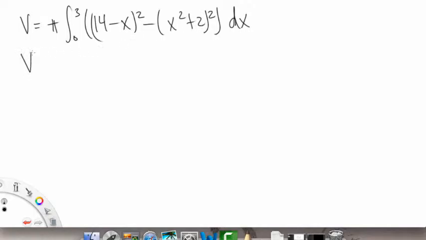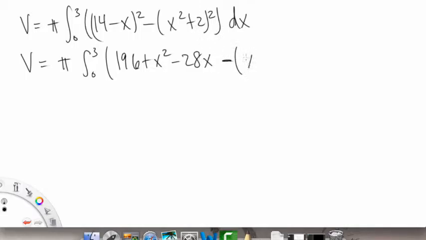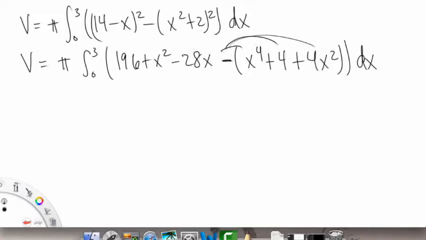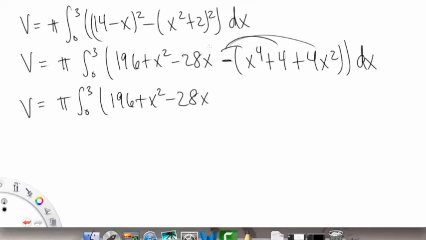So when we do that, we're going to basically just distribute everything out. So we have the integral from 0 to 3 of, and then this turns into 196 plus an x squared minus 28x, okay? And then our second one here is going to be minus an x to the fourth plus 4 plus 4x squared, and then we have a dx at the end there. When we distribute the negative sign, we'll do that on the next step. So we get V is equal to pi times the integral from 0 to 3 of 196 plus x squared minus 28x, and then minus x to the fourth minus 4 minus 4x squared, and dx.